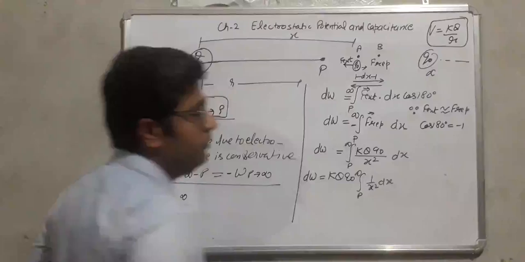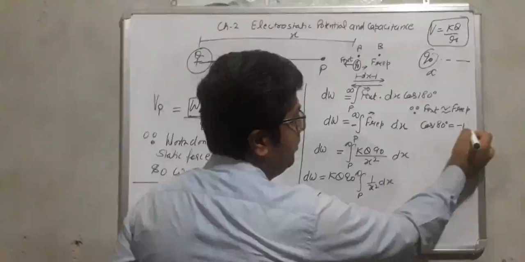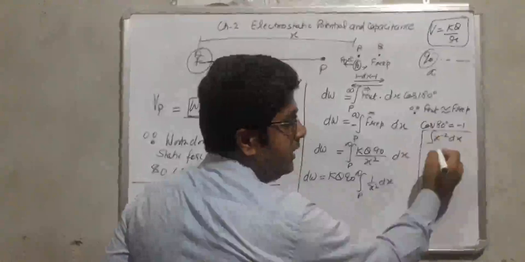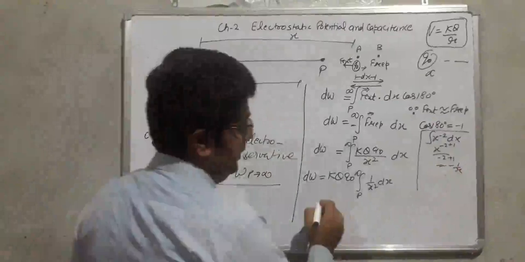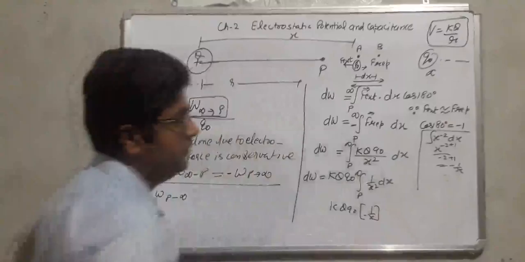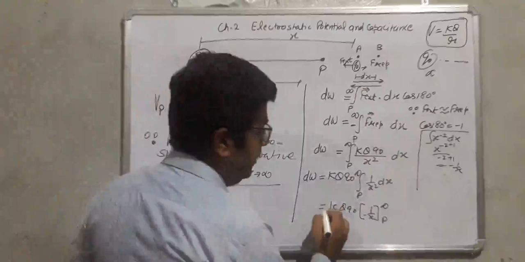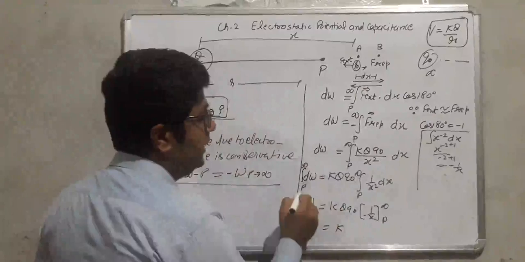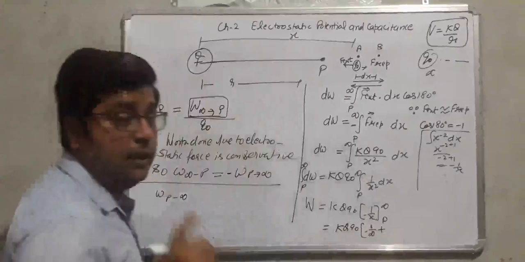So it becomes 1 by x square, which we can write as x raised to the power minus 2 dx. The integration of x to the power minus 2 is x to the power minus 2 plus 1 by minus 2 plus 1, which becomes minus 1 by x. So this is our integration: k q q naught, minus 1 by x, from P to infinity. And what is the point P? It is R, and the second limit is infinity. So we can write, this is our total work done from P to infinity, W equals K Q Q naught times 1 by infinity minus, upper limit minus lower limit, 1 by R, because P is equal to R.